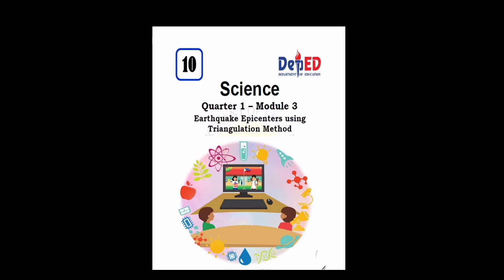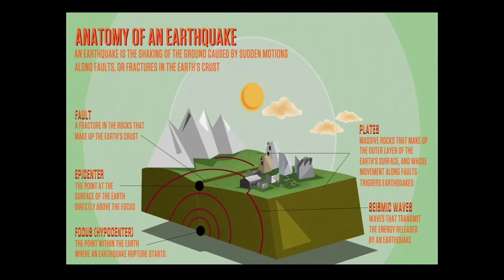As mentioned, this video lesson will teach you how to apply the triangulation method in order to find the earthquake epicenter. Before we proceed directly to that lesson, you need to understand first the anatomy of an earthquake. You can see in the illustration the definitions of terms like fault, epicenter, focus, plates, and seismic waves. Kindly read them. The epicenter is actually the point directly above the focus. The focus or the hypocenter is the origin of the earthquake.